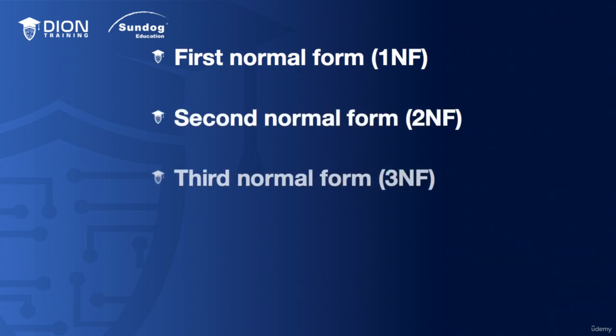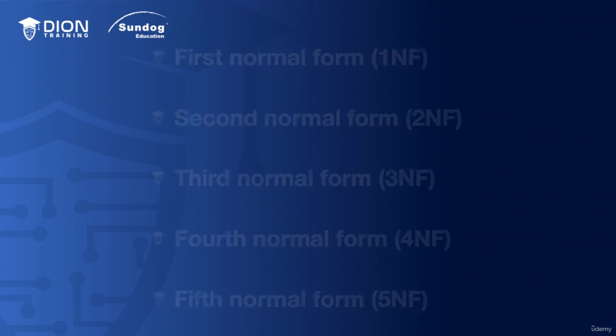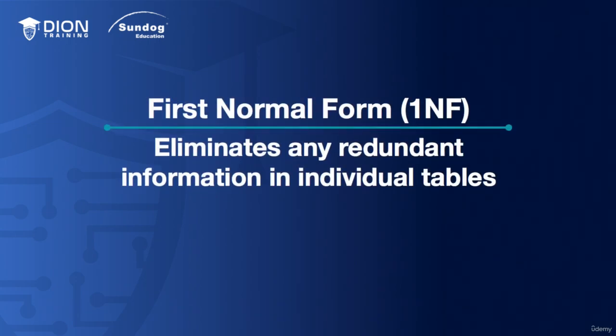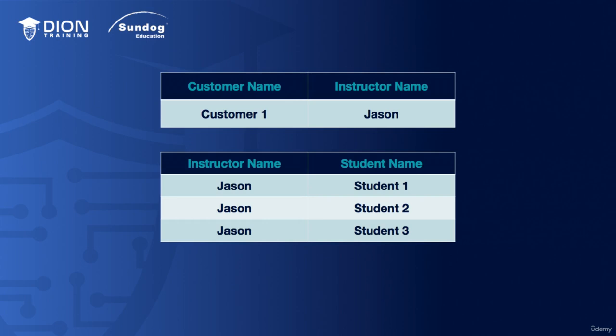form, the second normal form, the third normal form, the fourth normal form, and the fifth normal form, also abbreviated as 1NF, 2NF, 3NF, 4NF, and 5NF. The first normal form is going to eliminate any redundant information in individual tables. This means that every set of related data is going to be stored in a dedicated table, and each of those tables is going to have information assigned with a primary key so we can reference it back to other tables. For example, if I'm going to store all of my customers and then their instructors, I would have two tables, one for customers and one for instructors.